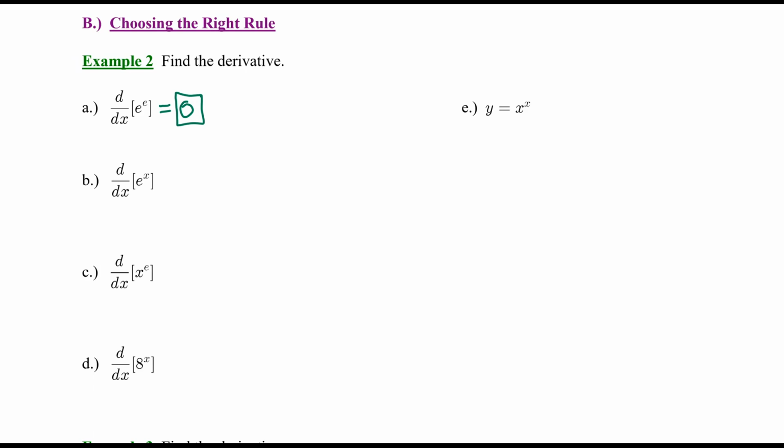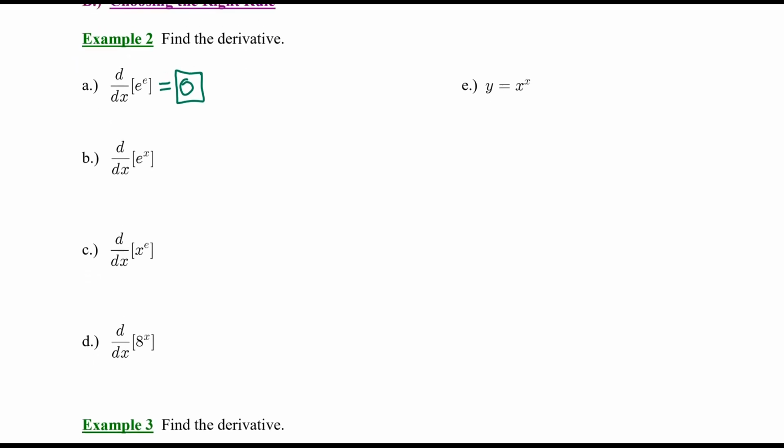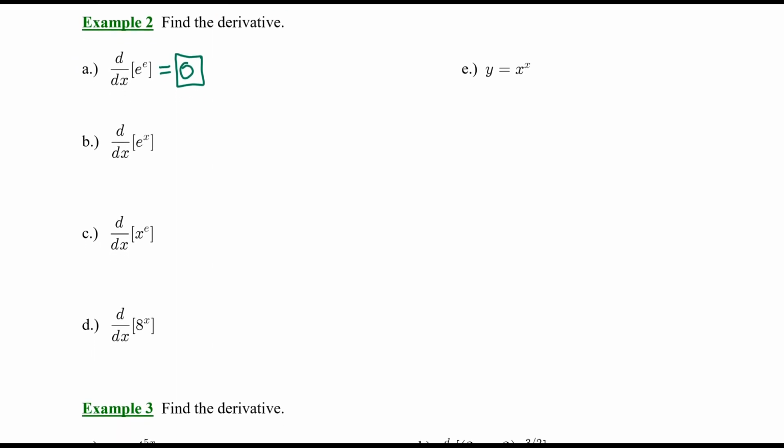On example B, we have our basic natural exponential function, derivative of e to the x. I know this is a hard one. That is good old e to the x. Let's switch the position of the x and the e.